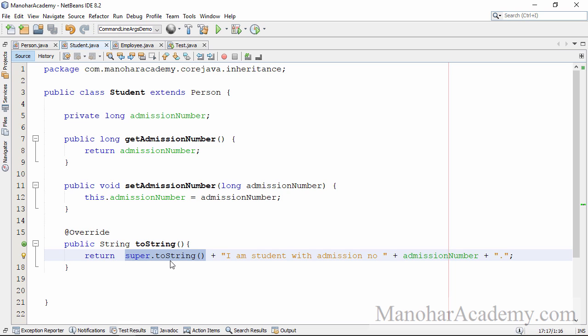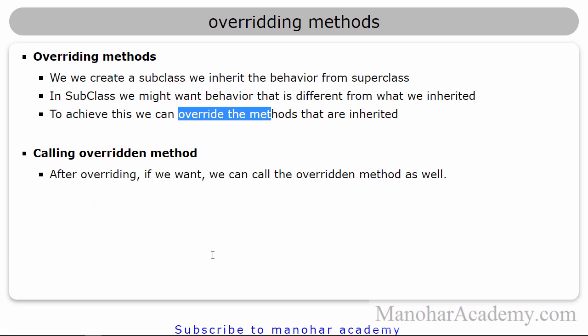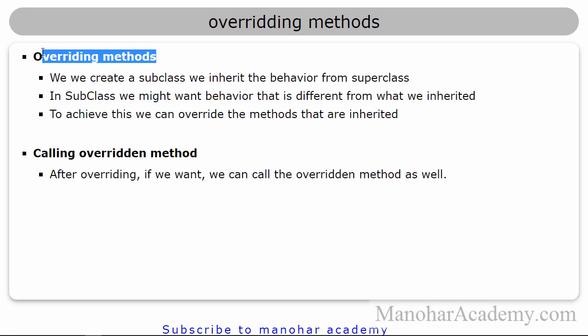That is all from this lesson. In this lesson, we learned how to override methods to change the behavior that is inherited from the superclass. Also, after overriding, how to call the overridden method from the superclass. So these are the two objectives for this lesson, and I hope you learned how to override a method and how to call the overridden method from the superclass.